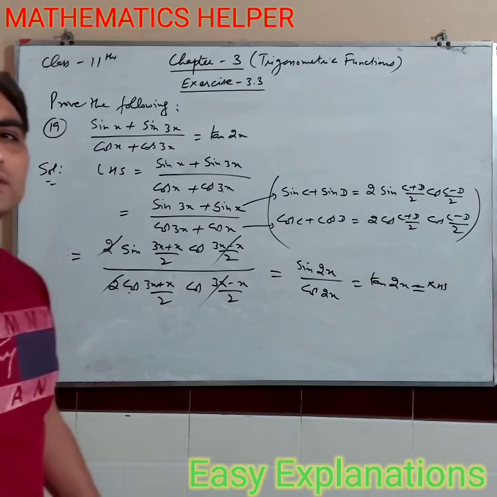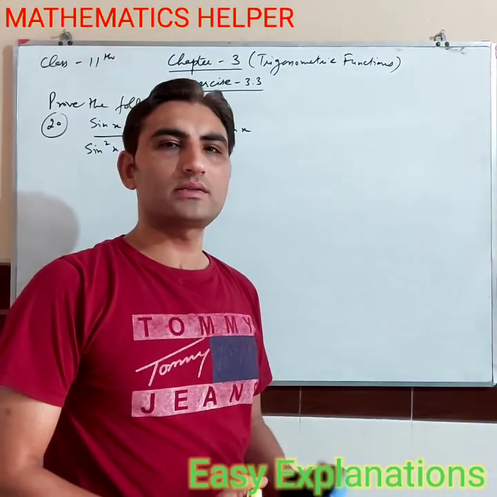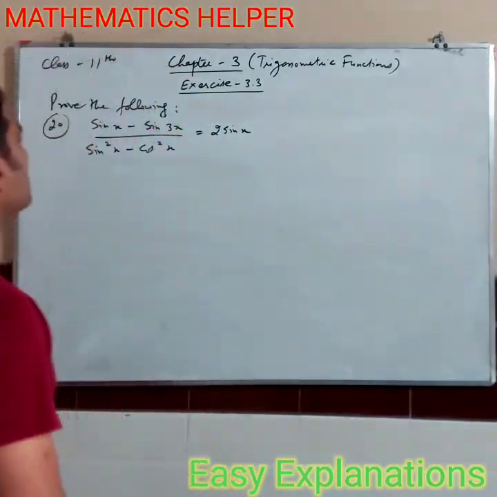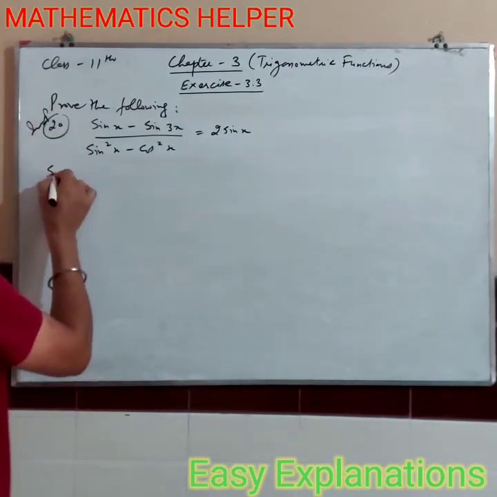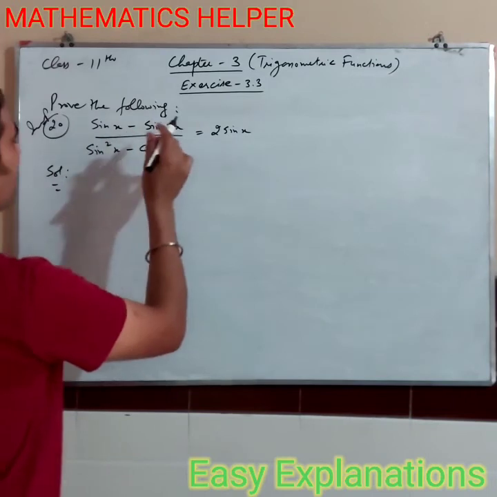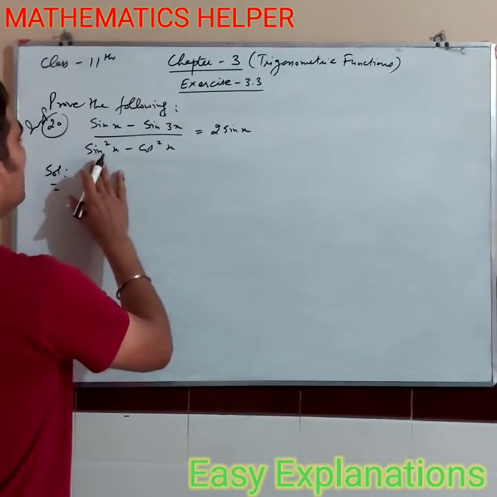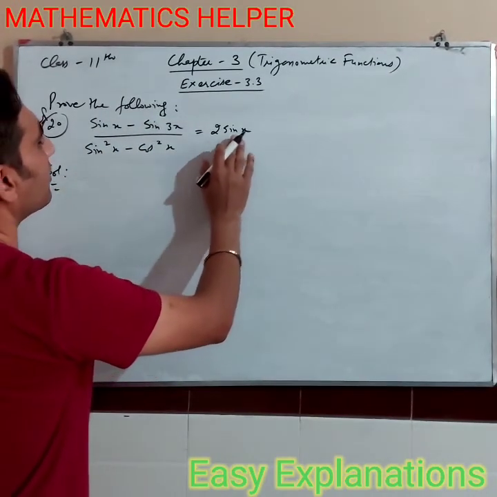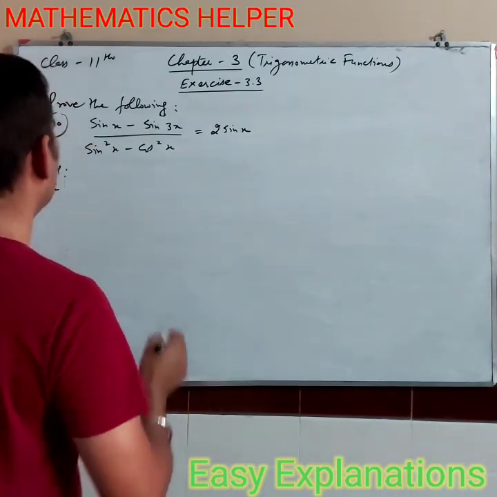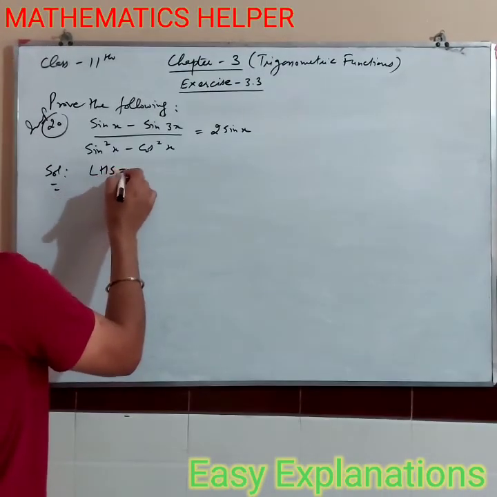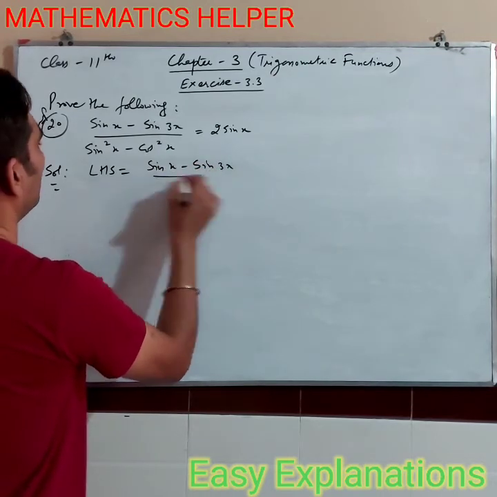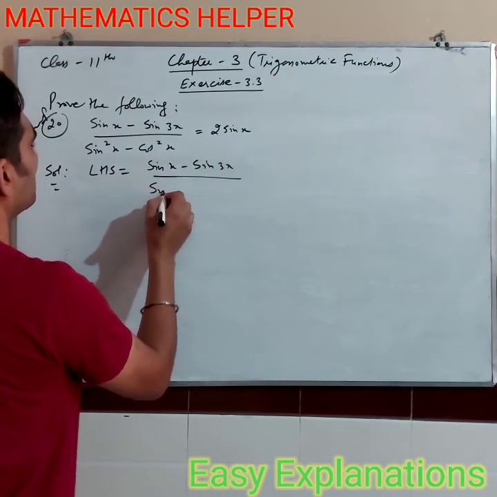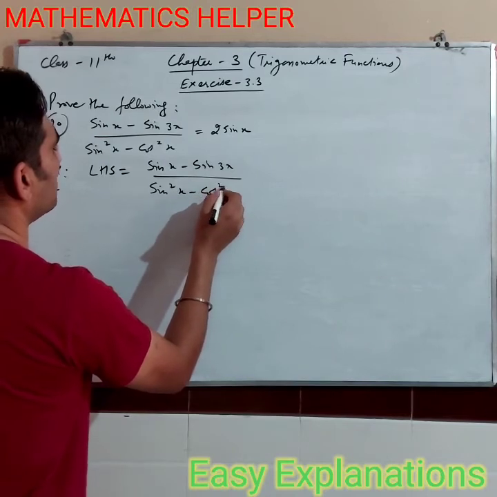See what is given in question number 20. Students, question number 20 is a little bit different and important one also. Let's start its solution. Here it is (sine x minus sine 3x) over (sine square x minus cos square x) equal to 2 sine x. So we have to write from the left side as we always write: (sine x minus sine 3x) over (sine square x minus cos square x).